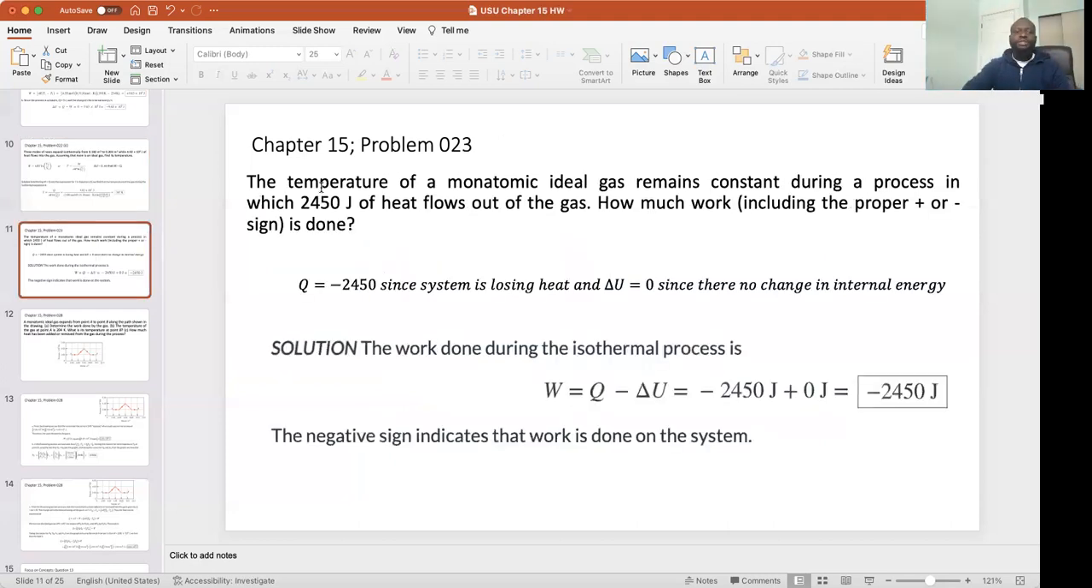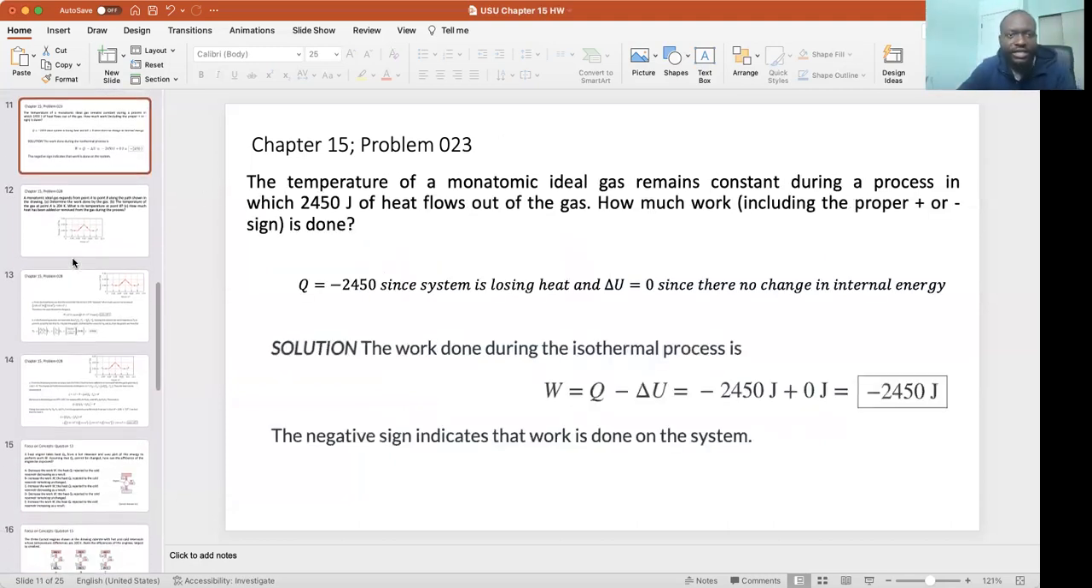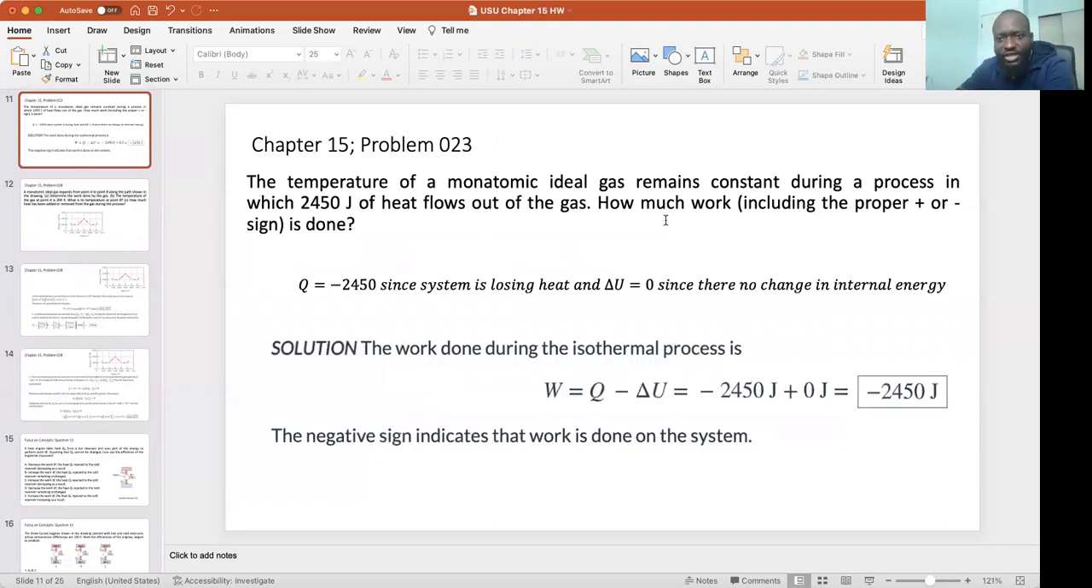Chapter 15, problem 23 is the next, and it says, the temperature of a monoatomic ideal gas remains constant during a process in which 2450 joules of heat flows out of the gas. How much work, including the proper plus or minus sign, is done? So Q is negative 2450 since the system is losing heat, it flows out of the gas, and delta U is 0 since there is no change in internal energy. The temperature remains constant.